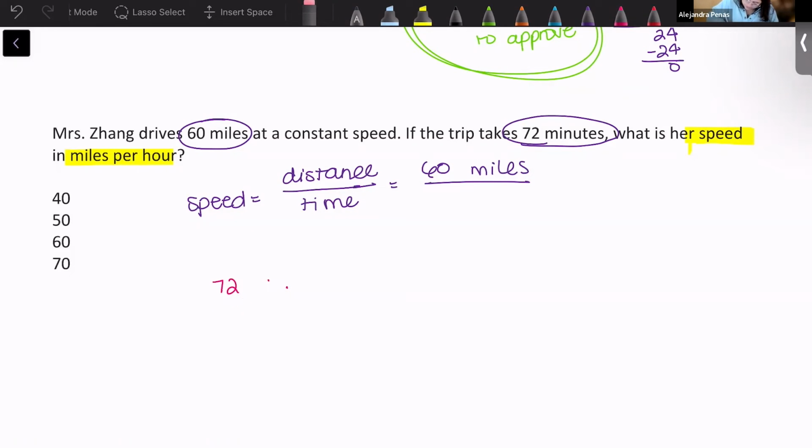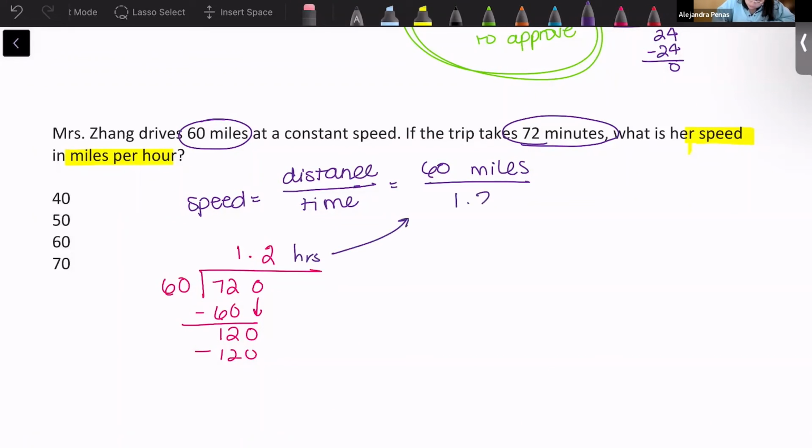So let me do it like this. All right, so that's going to give me 1, 12. I'm going to put a decimal, add a 0, and that's going to be 2. So that's the value that I'm going to put in here. That's hours, so that's what we're going to plug in here, 1.2 hours. And now the final step is to go ahead and divide 60 by 1.2.